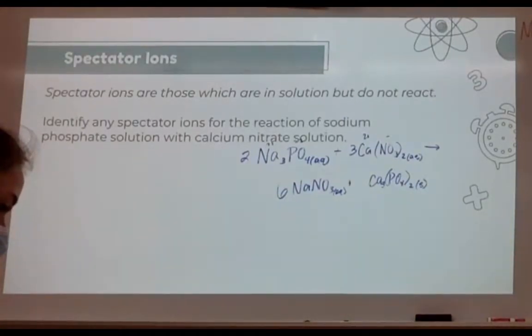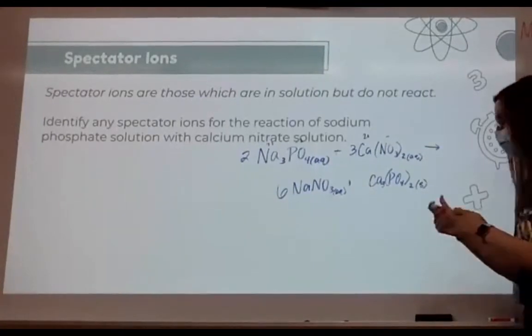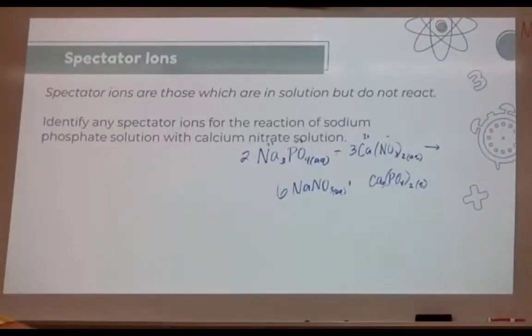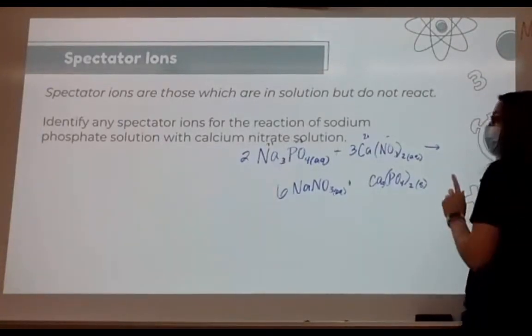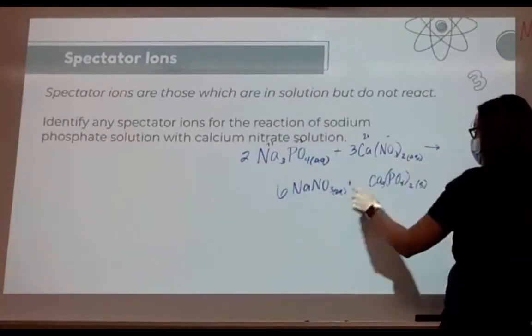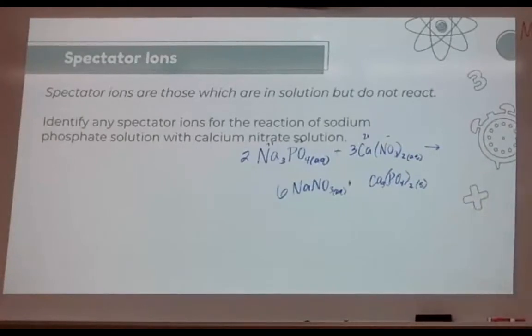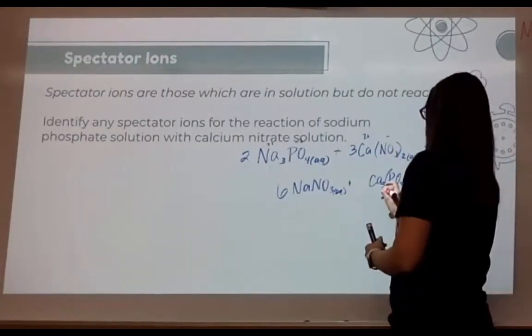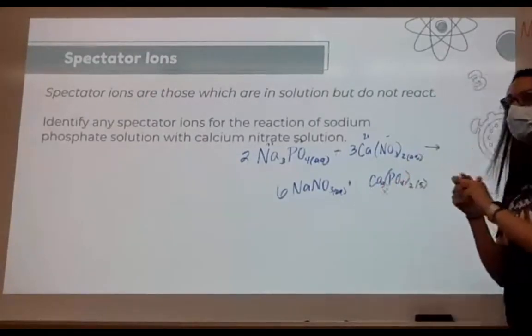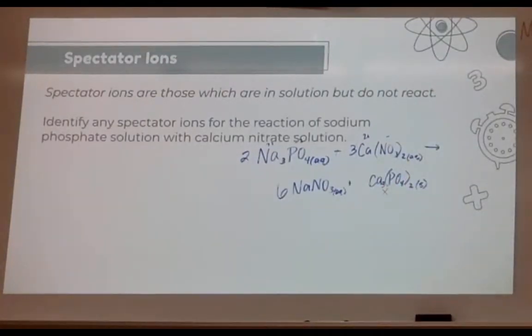Now, after molecular, we go to complete ionic. Complete ionic is when we break apart strong electrolytes. So strong electrolytes, an electrolyte first, can only be an aqueous solution. So solids, I'm going to just put an X under here, because a solid, a liquid, or a gas does not even have the potential to break apart.